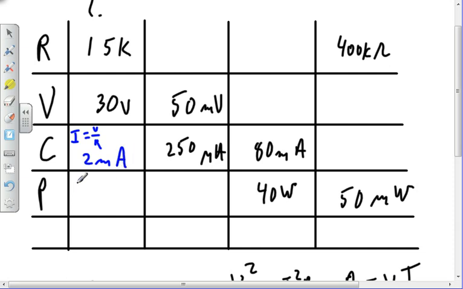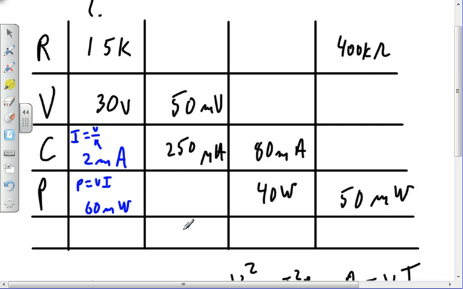And then I'm going to say, well, power is voltage times current. 2 times 30 is 60. 60 milliwatts. So I'm not even going to do that in my calculator.